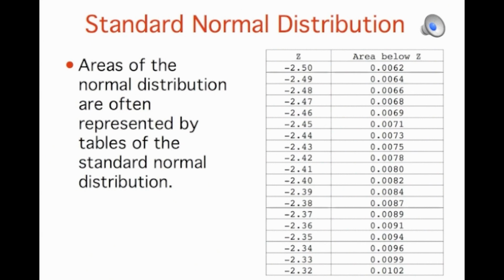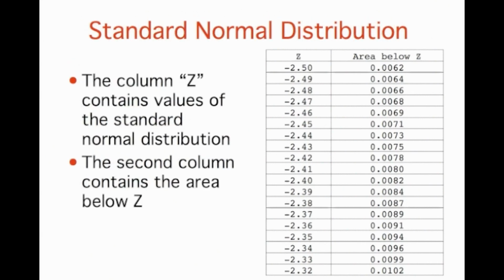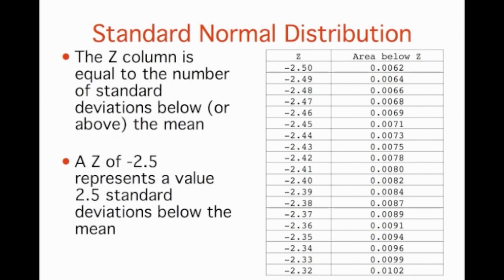A portion of the table of the standard normal distribution is shown here. The first column, titled Z, contains values of the standard normal distribution. The second column contains the area below Z. Since the distribution has a mean of 0 and a standard deviation of 1, the Z column is equal to the number of standard deviations below or above the mean.